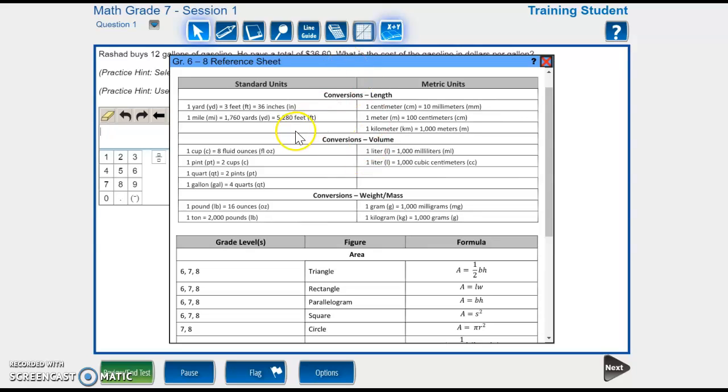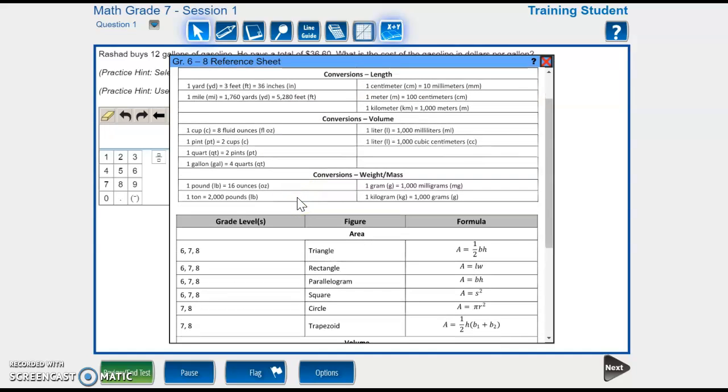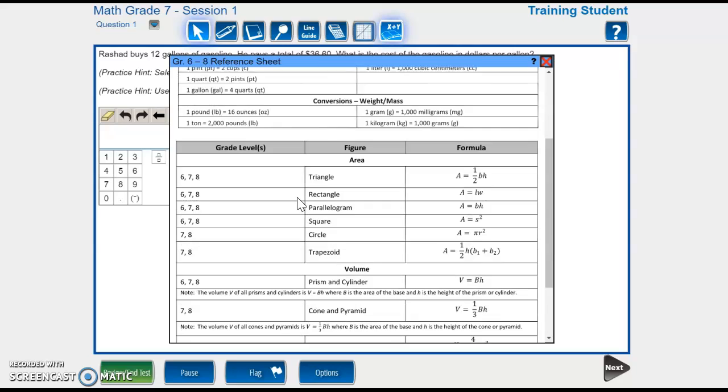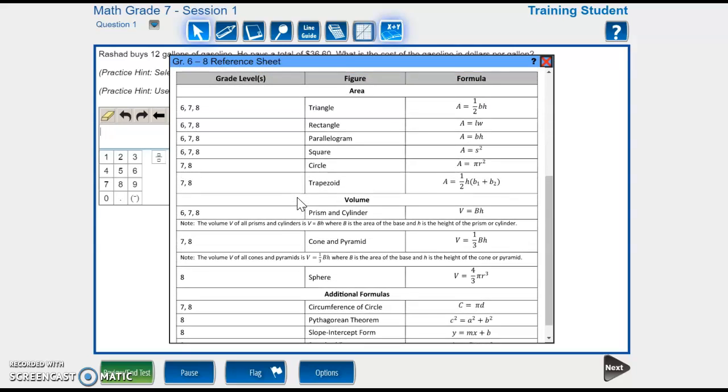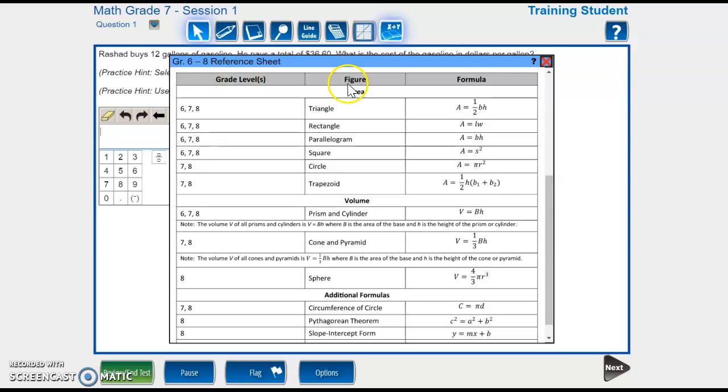At the top, you have conversions. So if you need to convert different lengths, volumes, weights, it's all there and tells you how to do that. But if you scroll down to the bottom, there's all the formulas. And so it says grade level, figure, and then formula. So grade level, if you see a 6, 7, or 8, that means that you could potentially use any of those formulas on your test, whether you're 6th, 7th, or 8th grade.